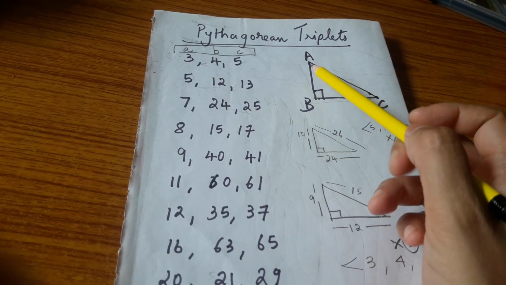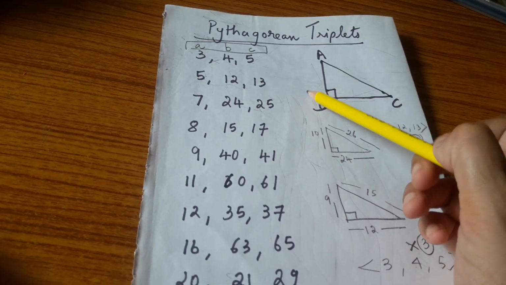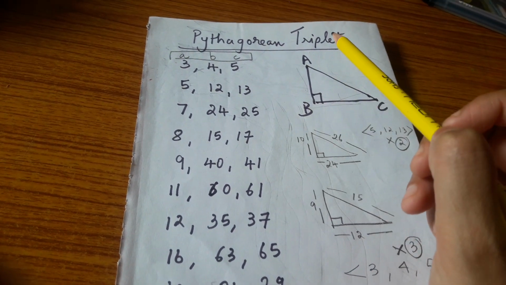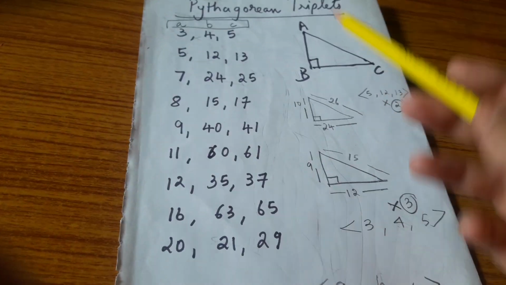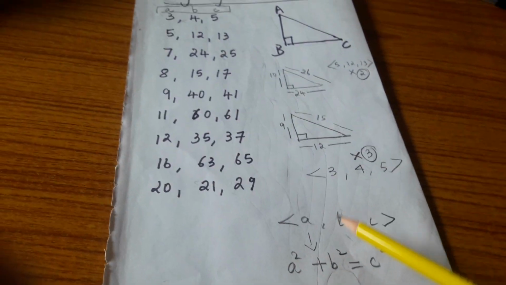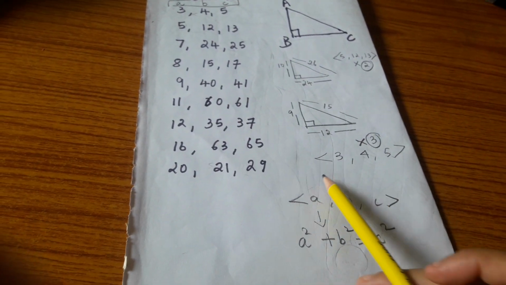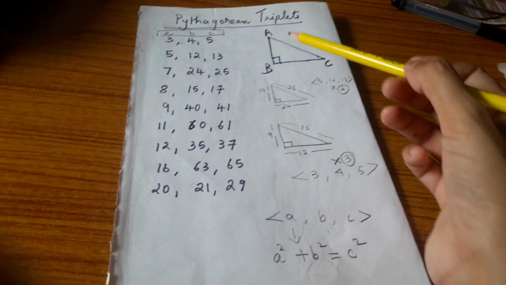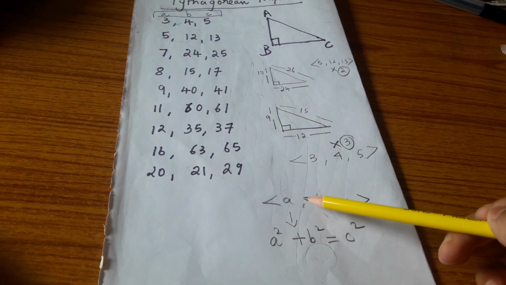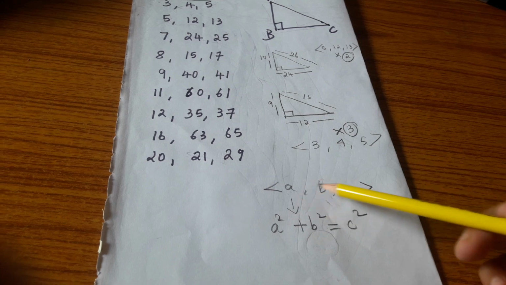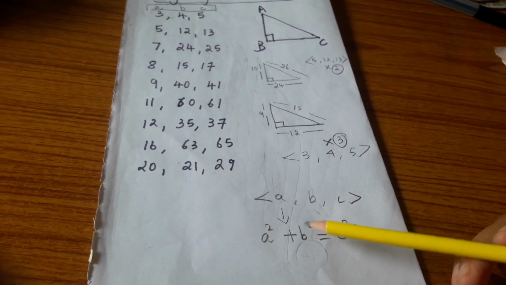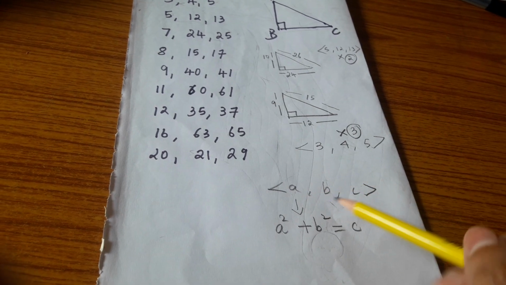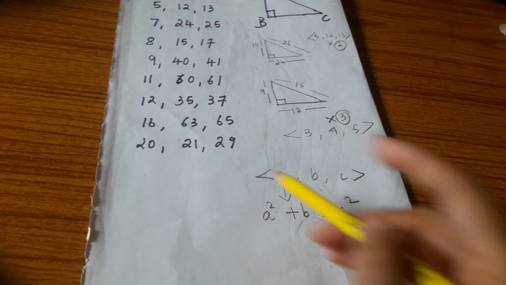A triangle whose sides are in the ratio 3:4:5 will necessarily have to be a right angle triangle. Why? Because it follows the Pythagoras theorem. If you have side A and the other side B, we call them the legs, and side C is the hypotenuse, the longest side. Pythagoras theorem says that A square plus B square is C square.